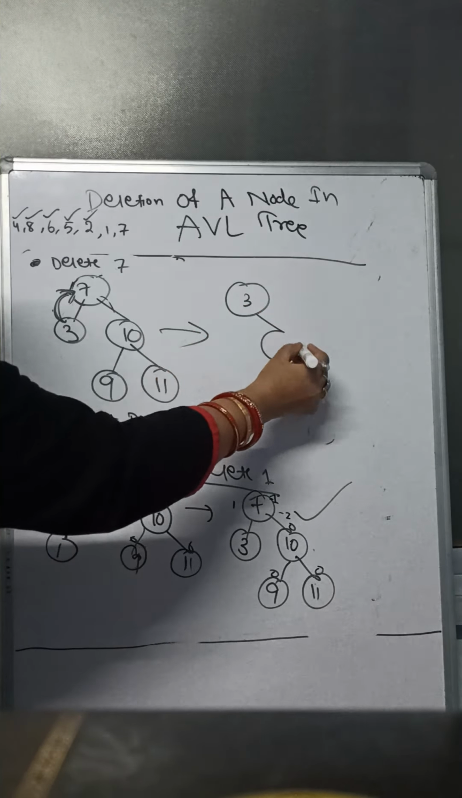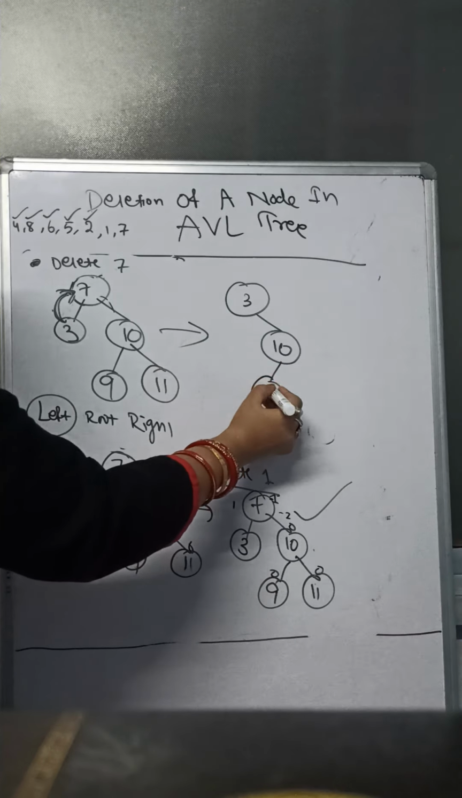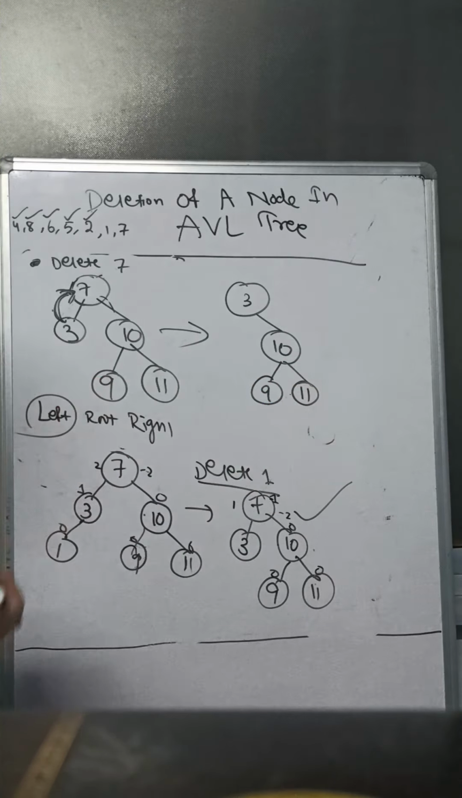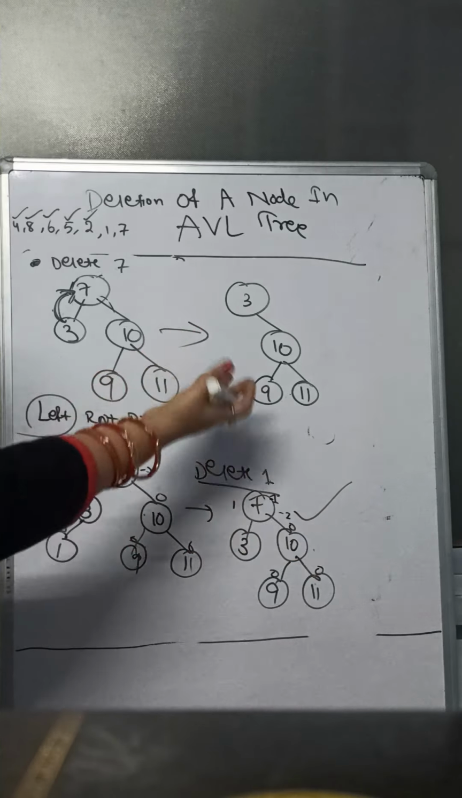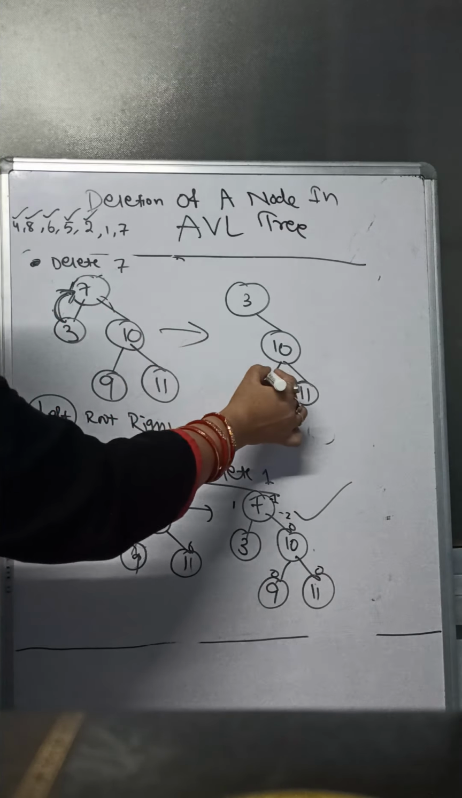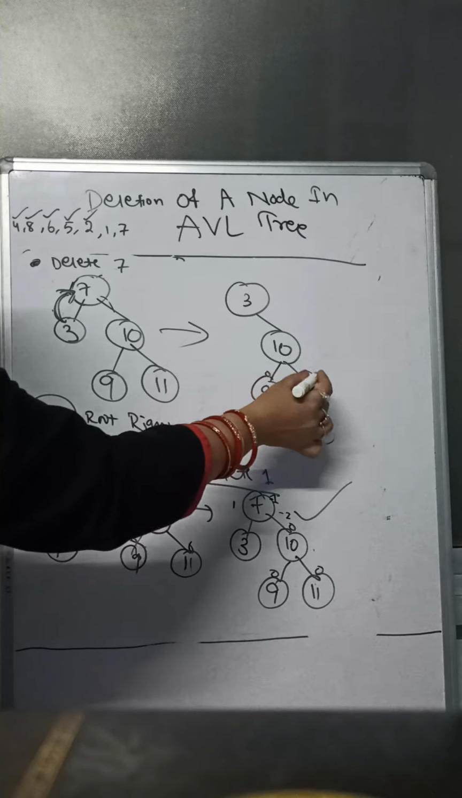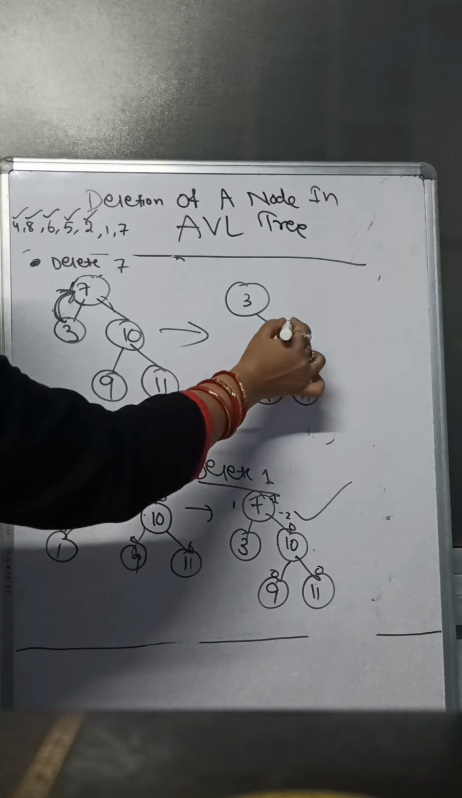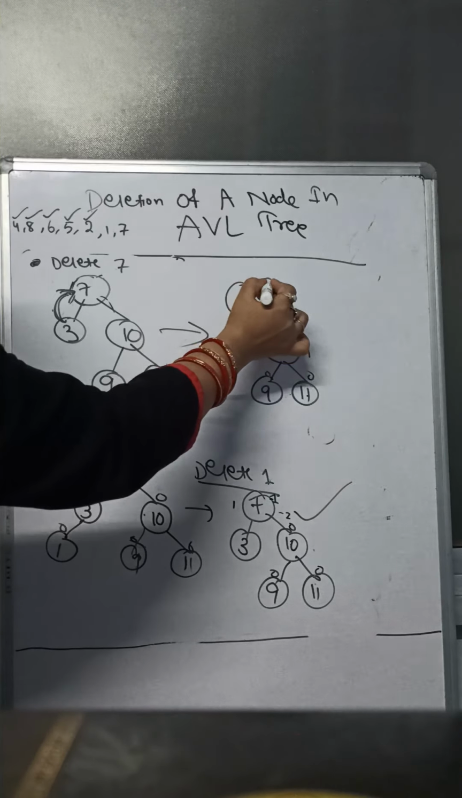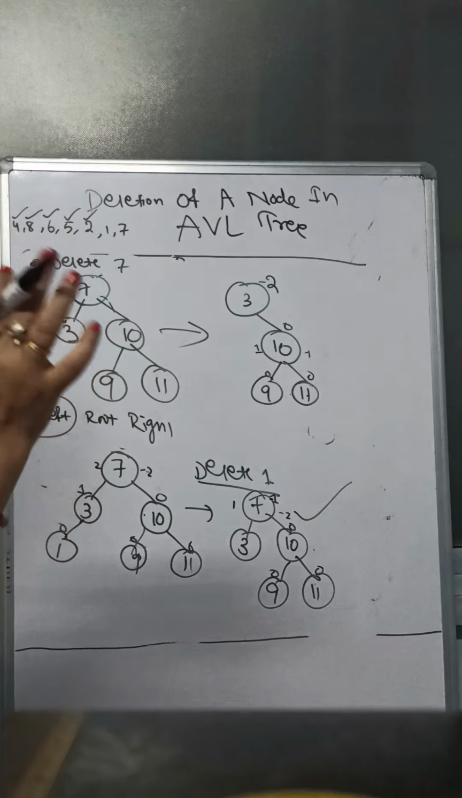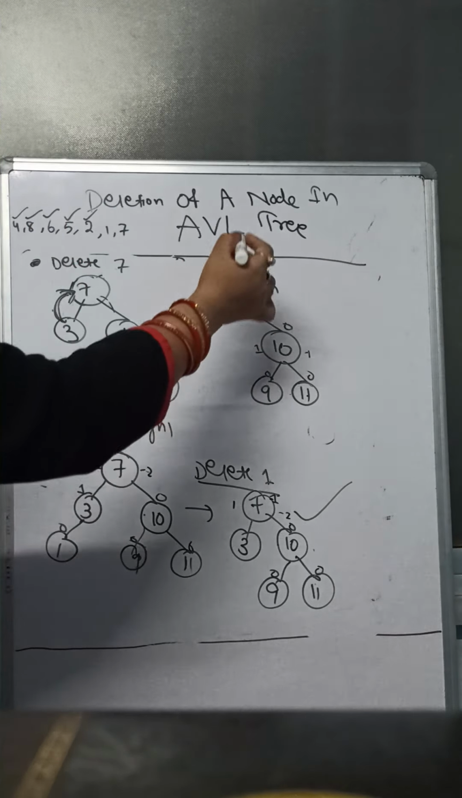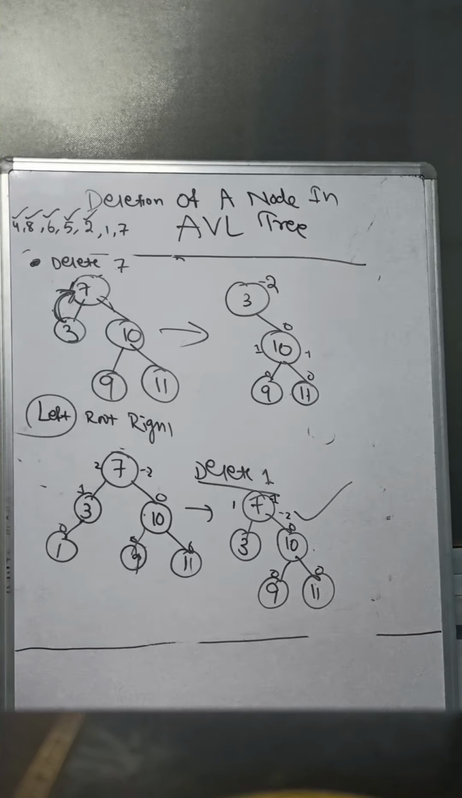3, 10, 9, 11. So now the tree is again unbalanced, because the imbalance is here. Only the right part is present, the left part is not present. So I have to calculate the balance factor. 0, 0, then 0, 0, 0, 1, 0, minus 1, 0, 0, minus 1, minus 2. So the left side is totally absent, that's why only the right side is present, and the imbalance occurs at 3 because the height of 3 is here minus 2.